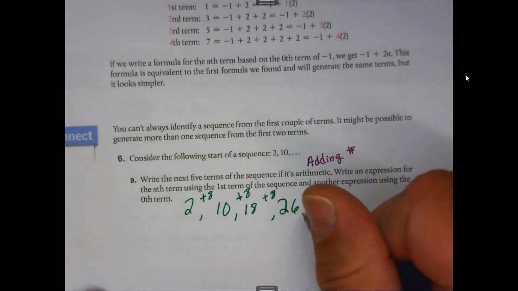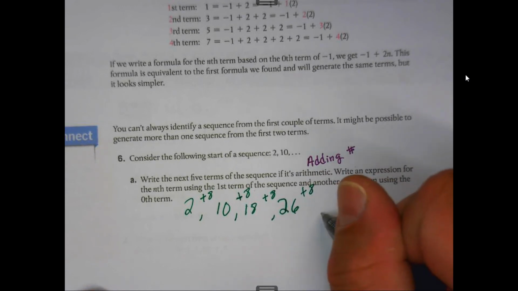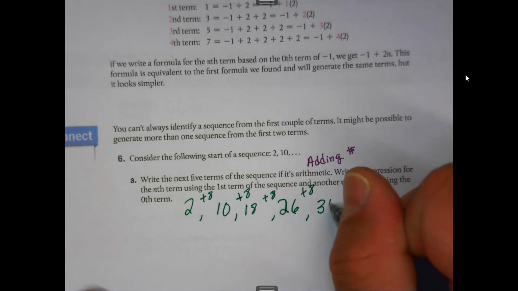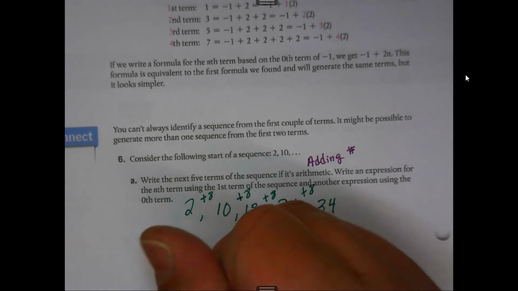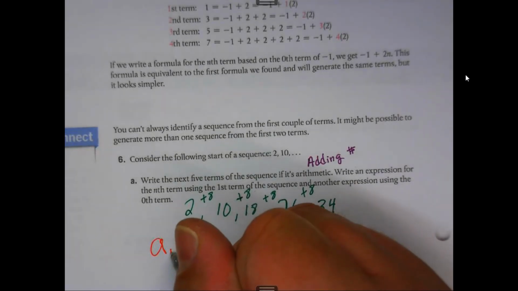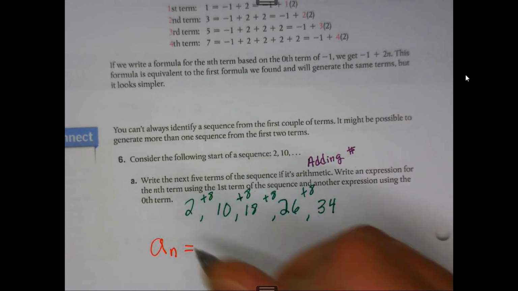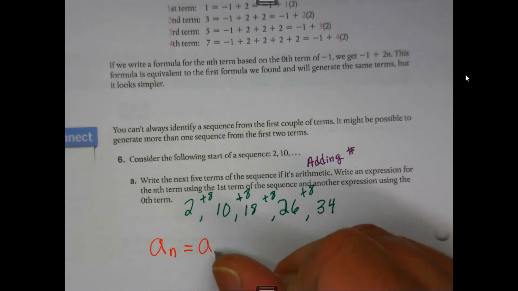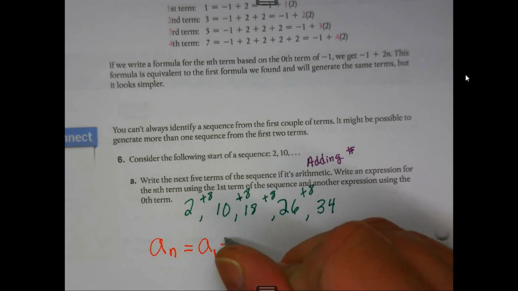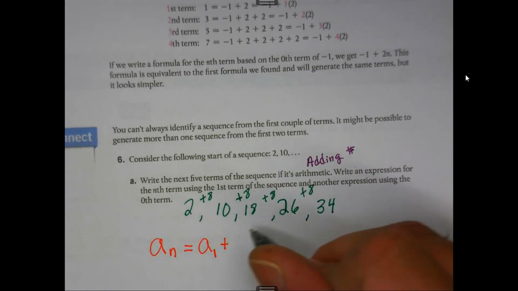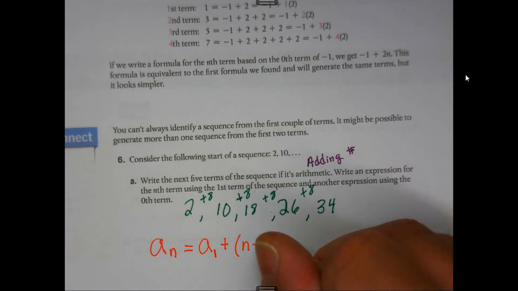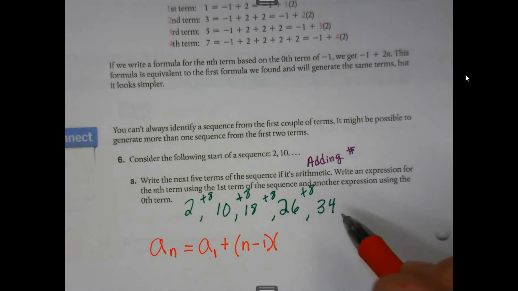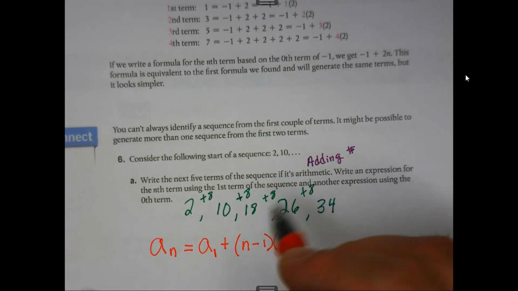26, add 8. I get 34. And then it says, write an expression for the nth term. So here's my nth term. My first term, a sub 1, and I'm adding, I need the one before the nth term, so I need the n minus 1, and I'm going to add that many 8s.